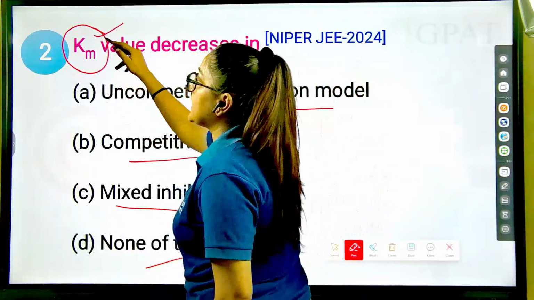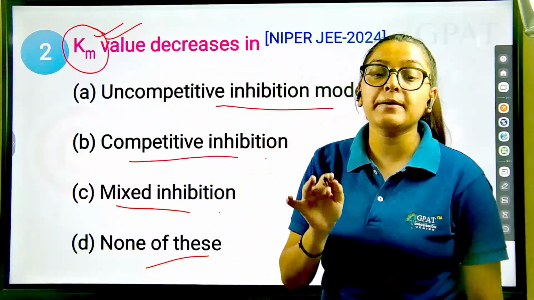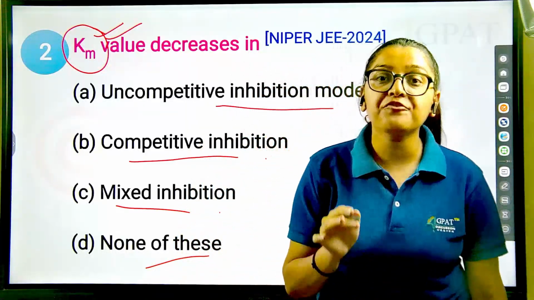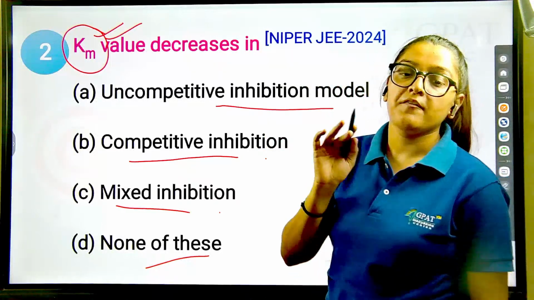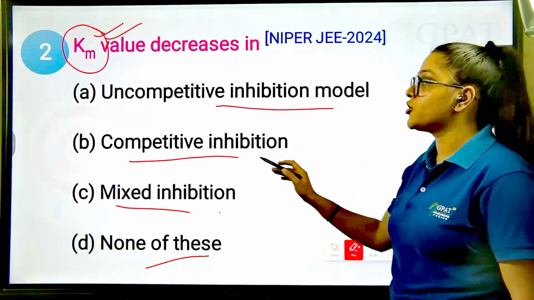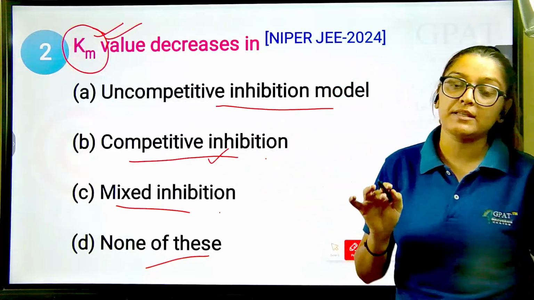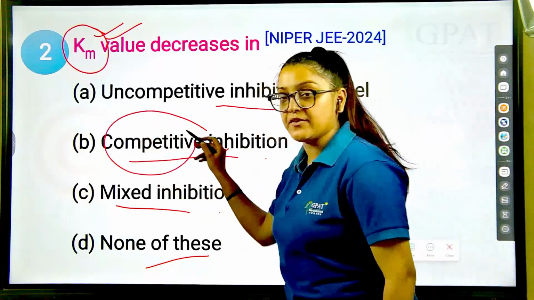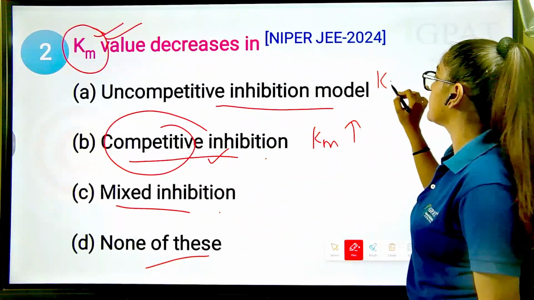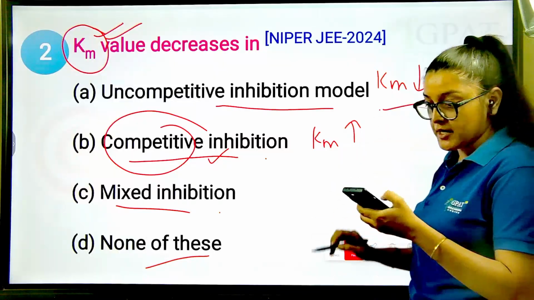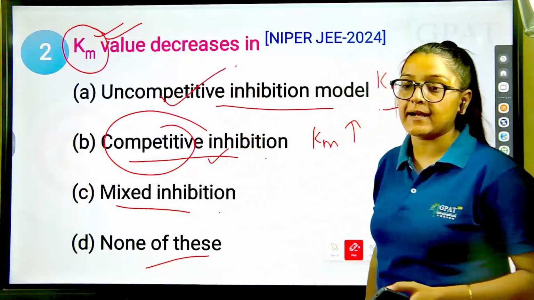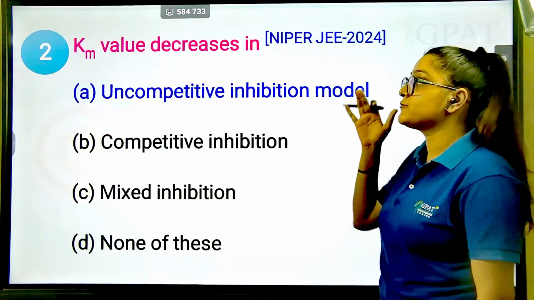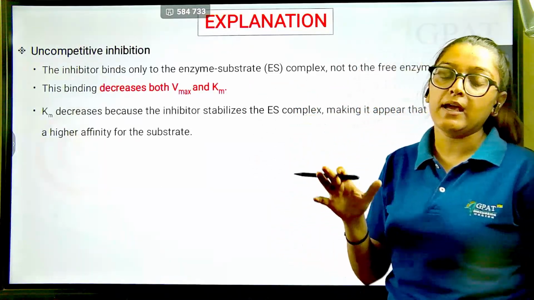Right. So for the Km value, you must understand that Km basically measures the substrate concentration at half the Vmax, half the maximum velocity. For the competitive inhibition, the value of the Km generally increases, but for the uncompetitive one, the value of the Km generally reduces. That is why the correct answer is the uncompetitive inhibition. So Km value decreases for the uncompetitive and increases for the competitive.